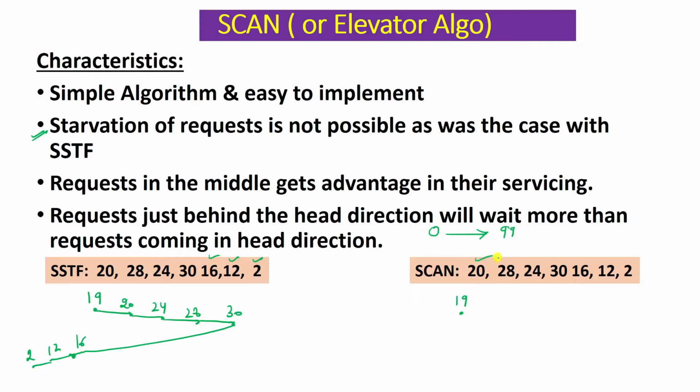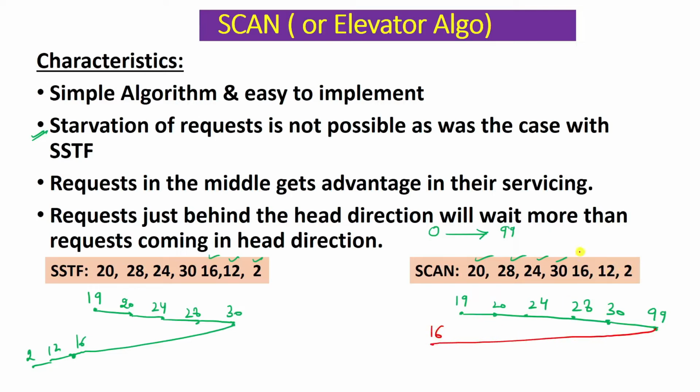We'll see that these can be completed. So we'll go in this direction and we can complete the same 20, 24, 28 and 30 according to scan. And then we will go to the last cylinder number, 99, because in the scan we have to go to the last cylinder number. Now after that we have to change the direction so that we can complete 16, 12 and 2. So we'll change direction and we'll go to this 16.